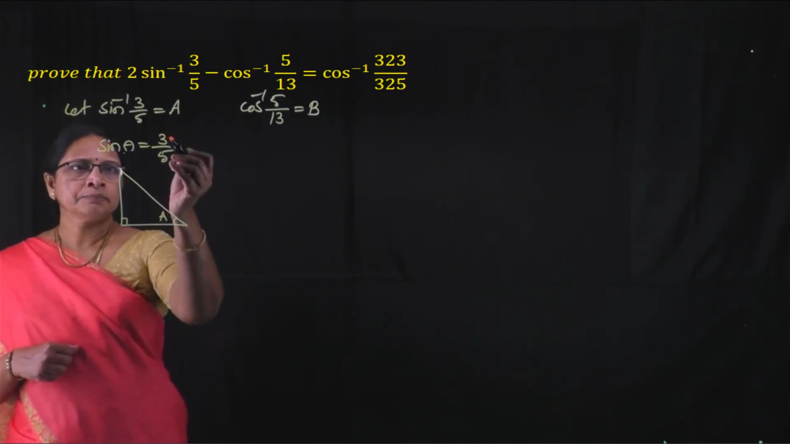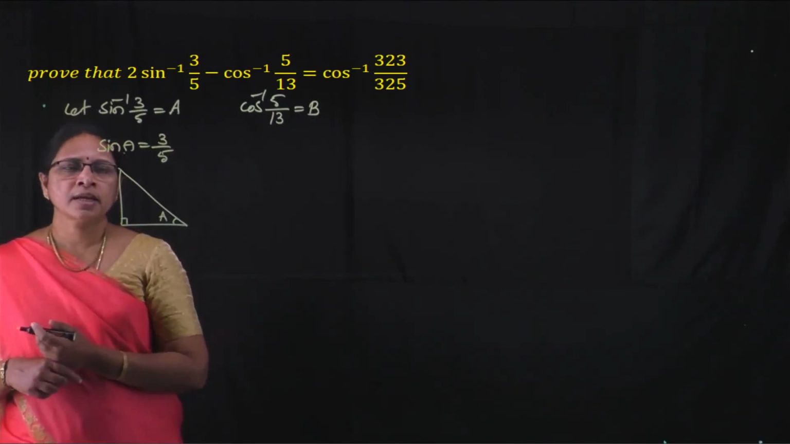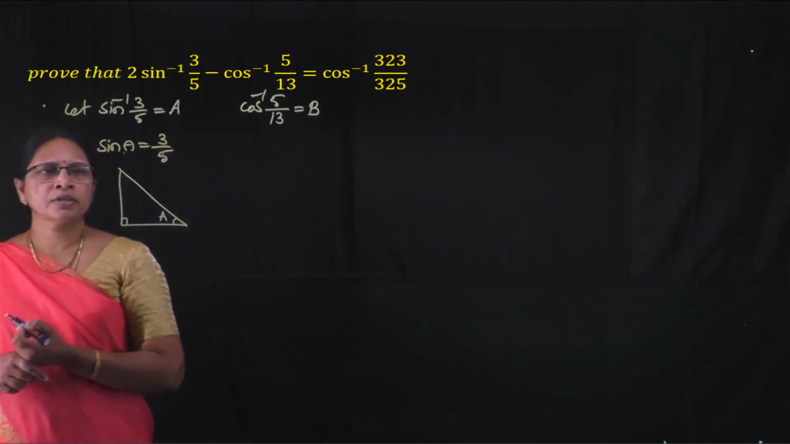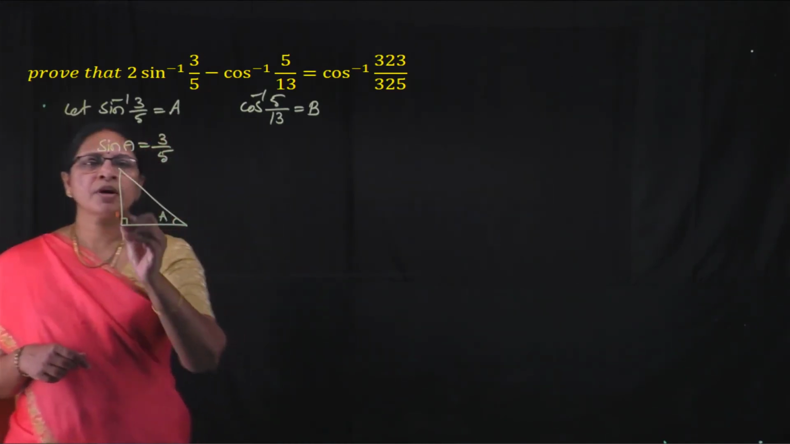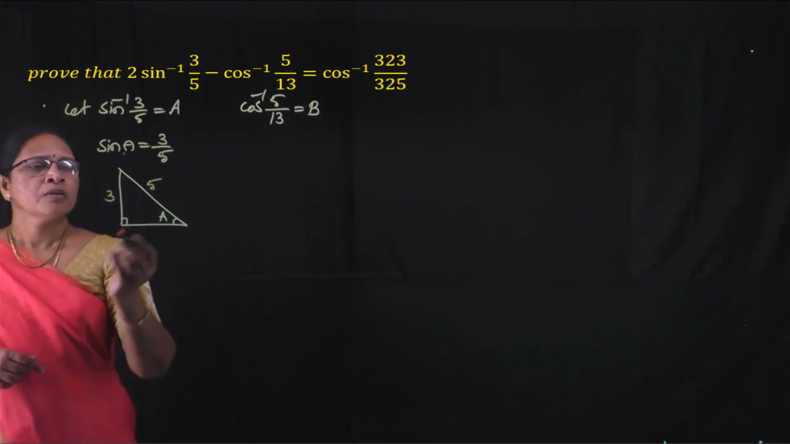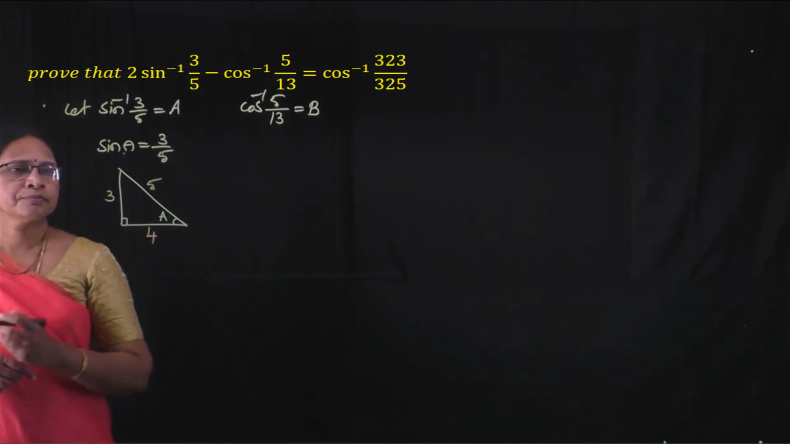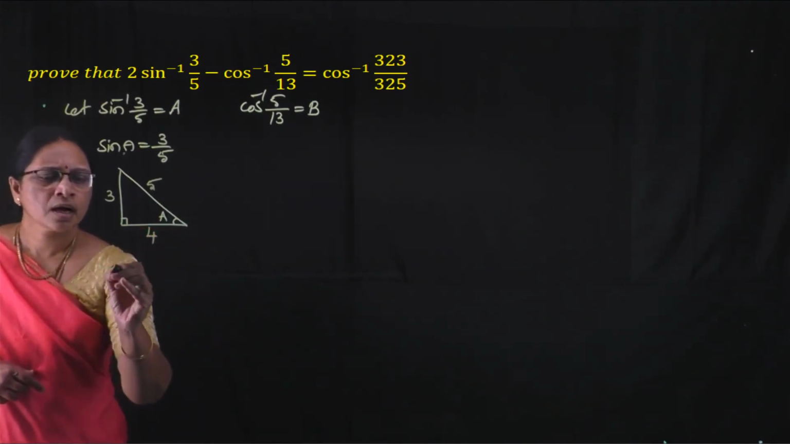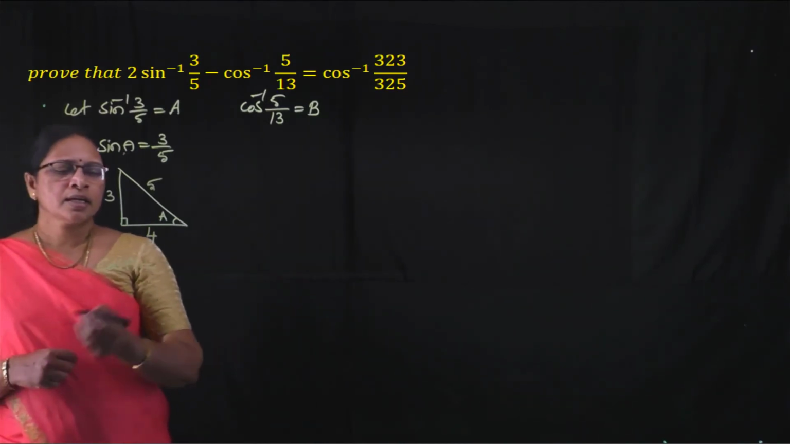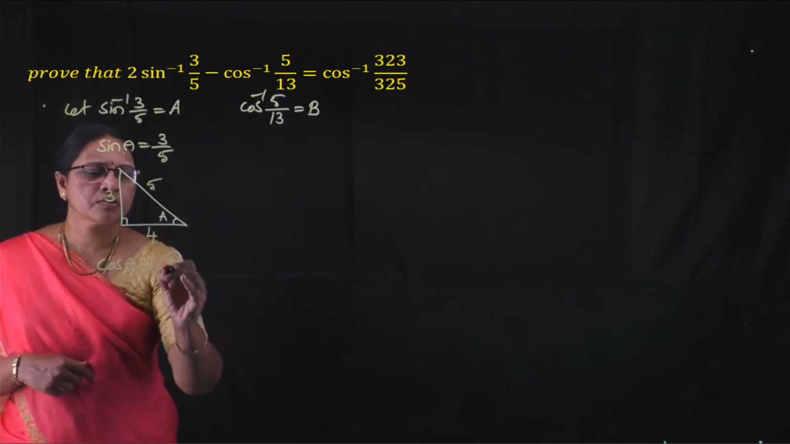That is opposite side by hypotenuse. We know that in a right angled triangle, sin A is opposite side by hypotenuse. Here sin A is 3 by 5. Opposite side is 3, hypotenuse is 5. From Pythagoras rule, we can find adjacent side is 4. Here cos A. In a right angled triangle, cos A is adjacent side by hypotenuse, that is 4 by 5.